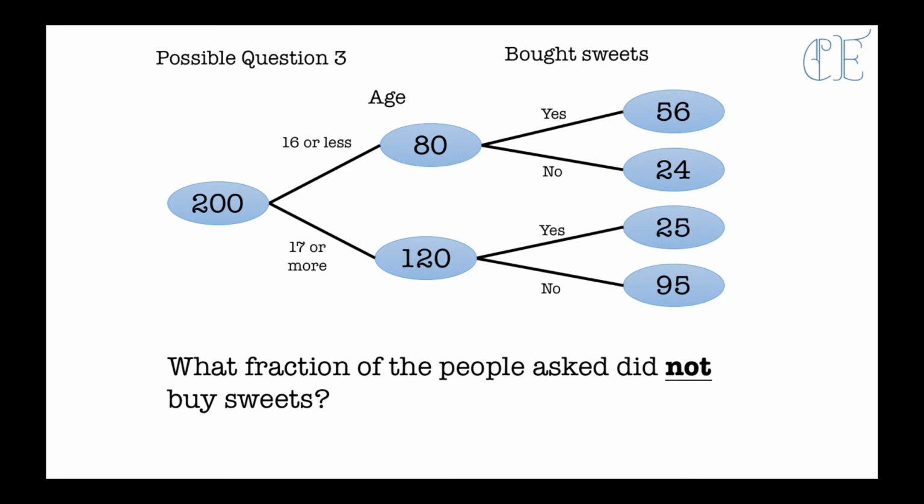Another question could be what fraction of the people asked did not buy sweets? Those that didn't buy sweets, now all we're looking at is both amounts of people that didn't buy sweets. So that's 24 and 95. 24 add 95 is 119, so it would be 119 out of a total of 200.